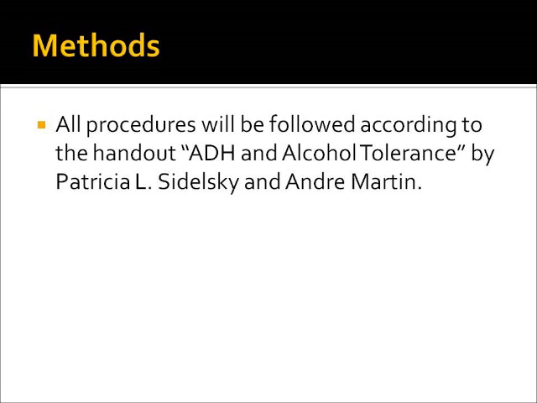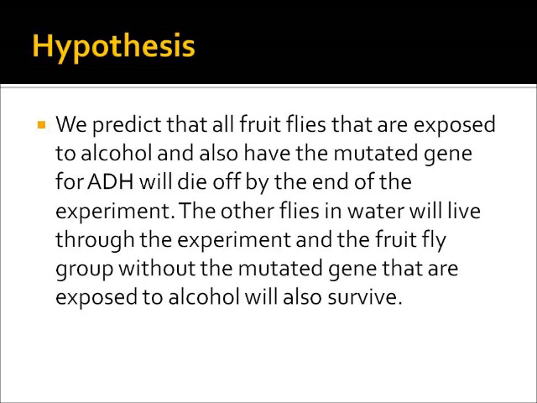So our group hypothesis for this lab is that we predicted that the fruit flies which were exposed to alcohol and had the mutated gene for breaking down alcohol, which was ADH minus, would die off by the end of the experiment. Then we also predicted that the flies which do not have the mutated gene, which are ADH plus flies, would have no problem surviving in any environment they encounter, whether it be alcoholic or water.